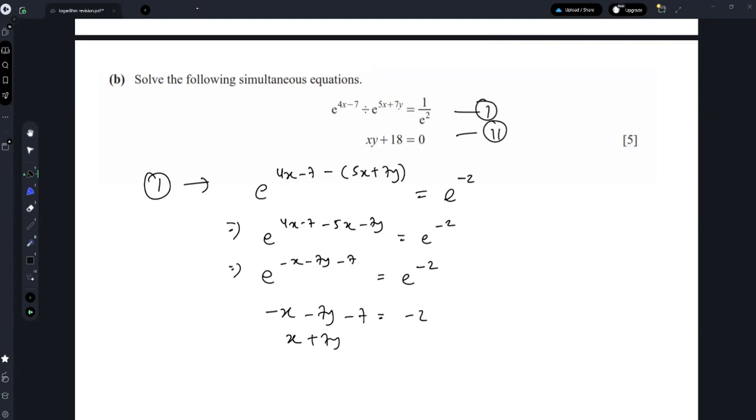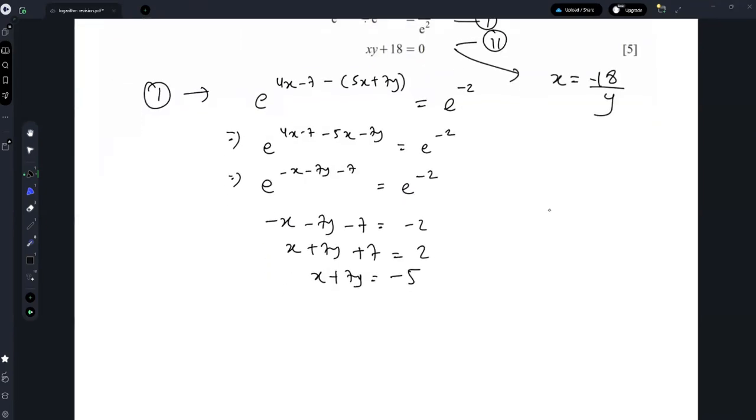x plus 7y plus 7 equals 2, so x plus 7y equals minus 5. Equation 1. But actually, I can make a substitution here. Never mind, it's not going to be worth it. From equation 2, I take x as the subject.